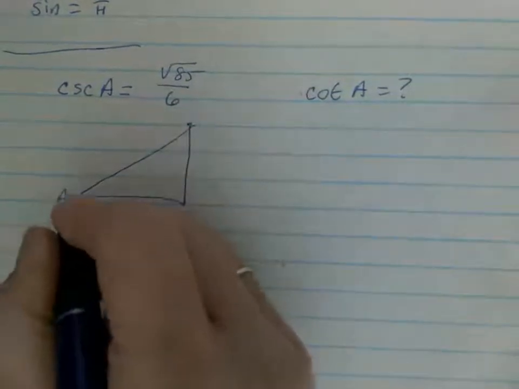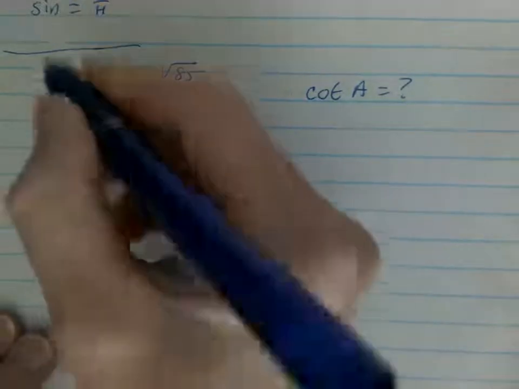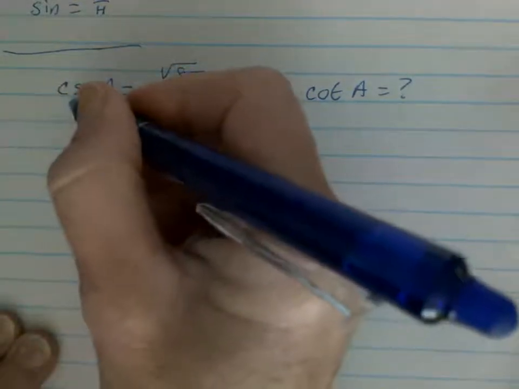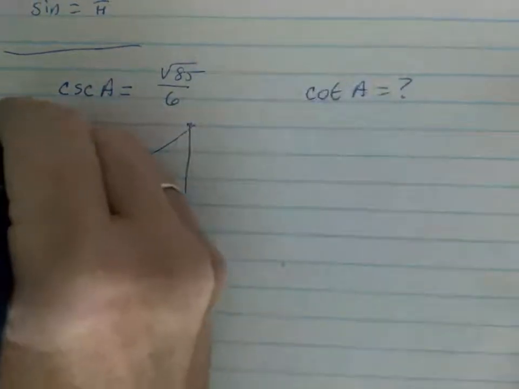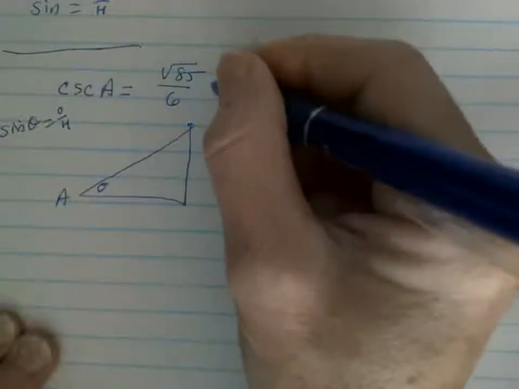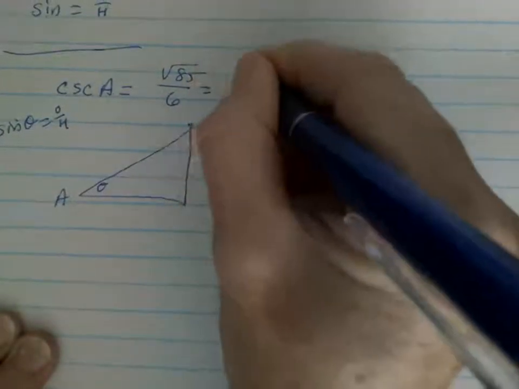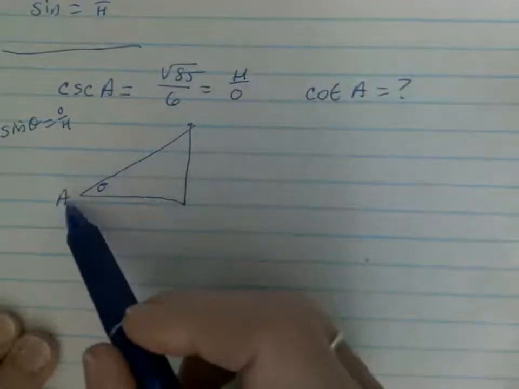This is going to be angle A, or you can throw a theta in there. That's your reference angle, so you want to anchor that down. Cosecant is the reciprocal of the sine. If you're new, sine is opposite over hypotenuse, so the reciprocal means to flip it over. So this is hypotenuse over opposite. Just label the triangle based on this reference.